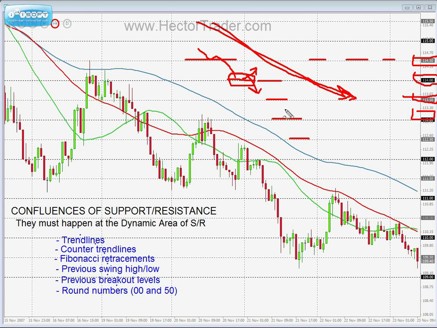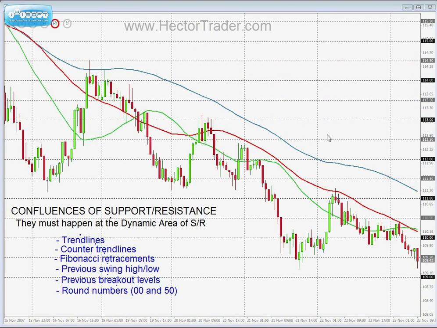So that's why basically once price reaches a round number, it's bound to react in one way: either a breach through if we hit some sell limit orders around here, or a rebound back up if we've seen some buy limits around here. But anyway, those are the elements I like to keep an eye on: trend lines, counter trend lines, Fibonacci retracements, previous swing highs or lows, previous breakout levels, and round numbers.